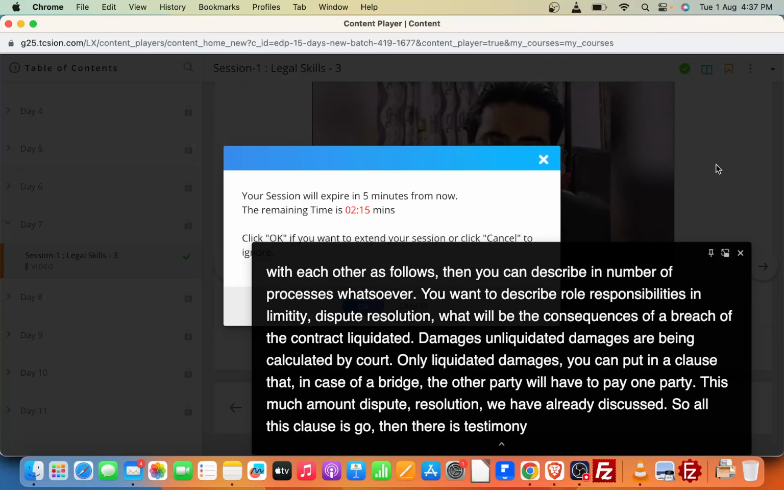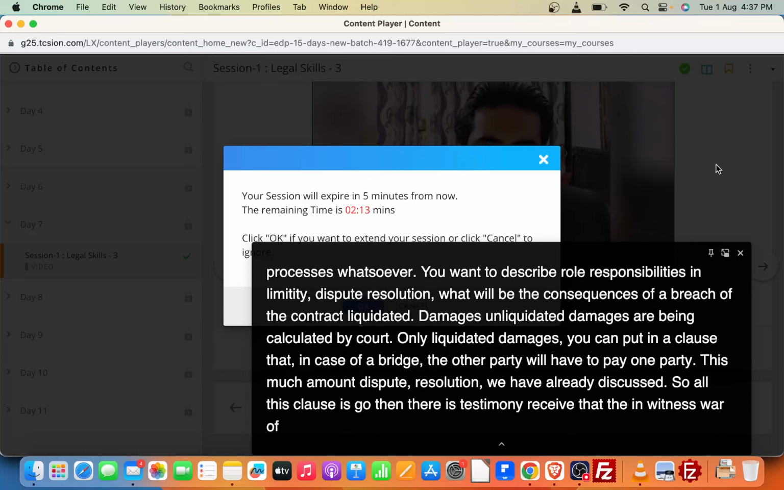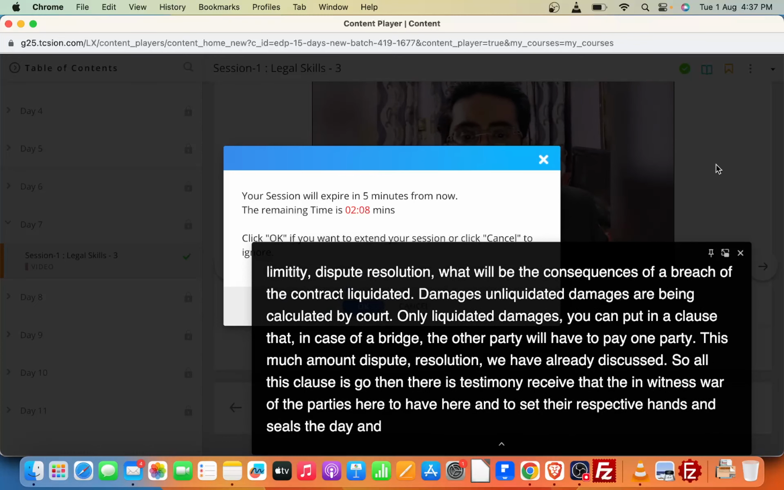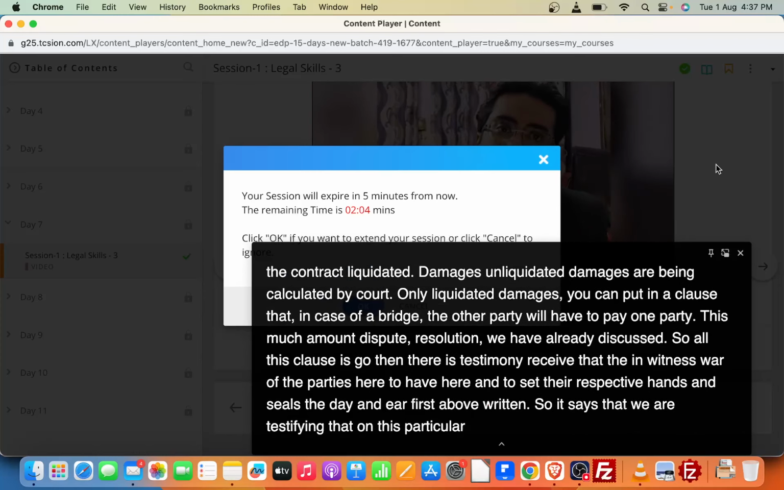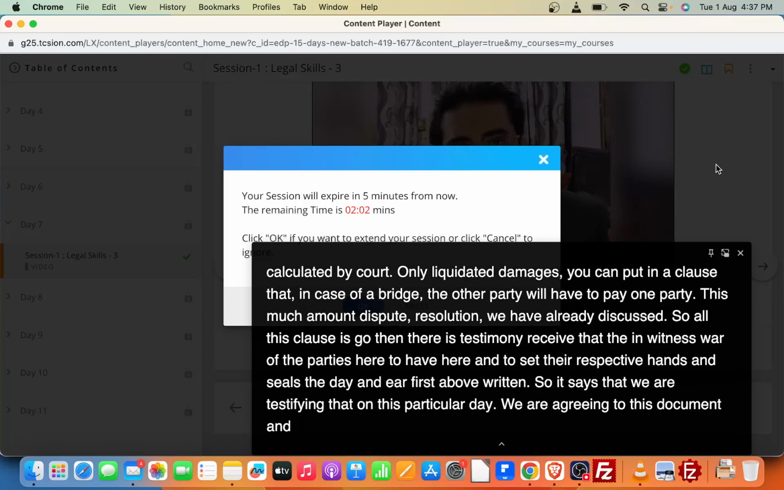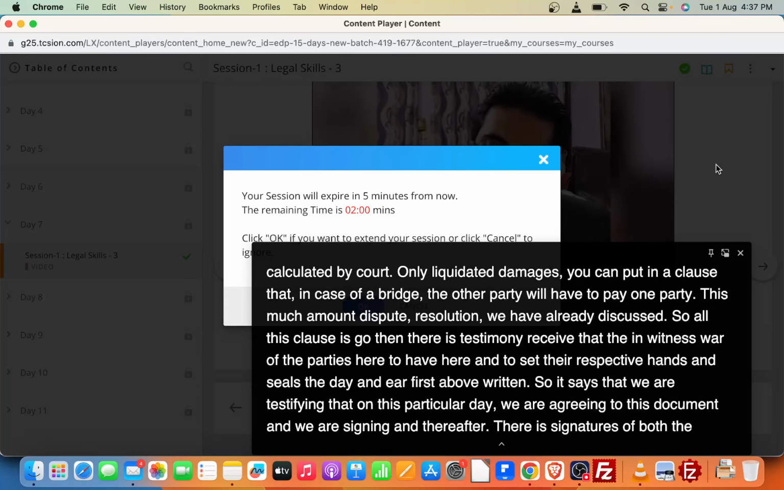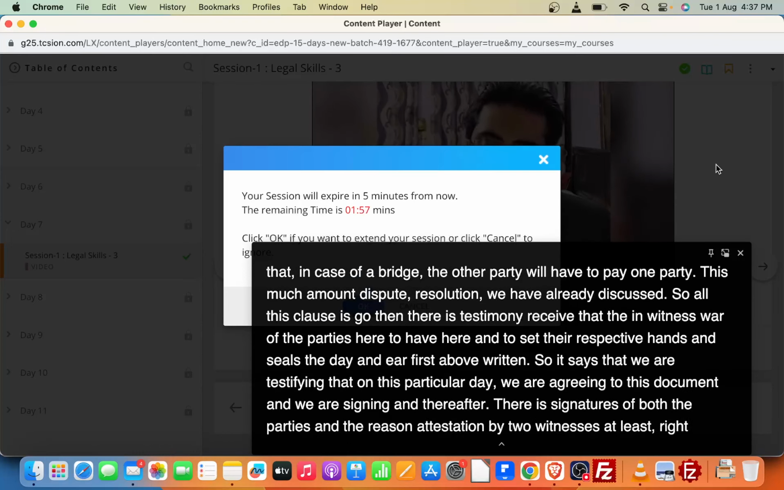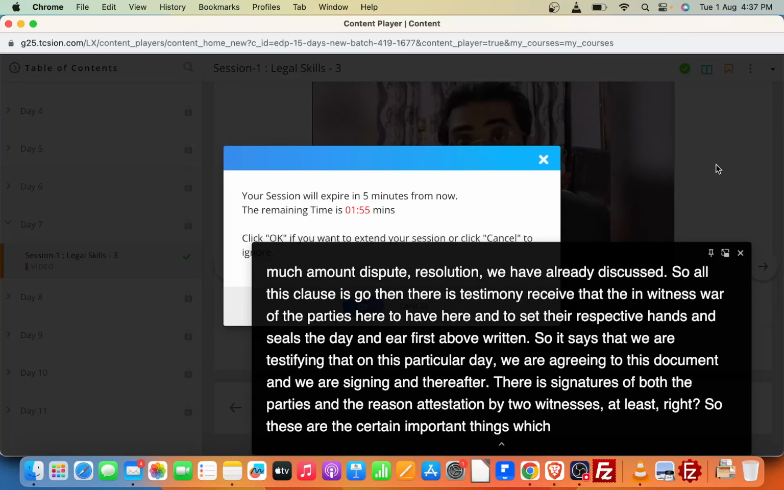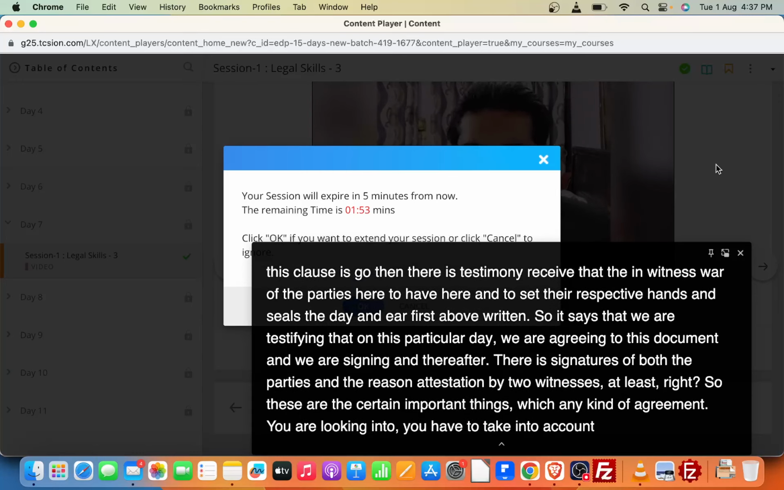Then there is the testimonium, which says: "In witness whereof the parties hereto have hereunto set their respective hands and seals the day and year first above written." So it says that we are testifying that on this particular day we are agreeing to this document and we are signing, and thereafter there are signatures of both the parties and an attestation by at least 2 witnesses, right? So these are certain important things which, for any kind of agreement you are looking into, you have to take into account.